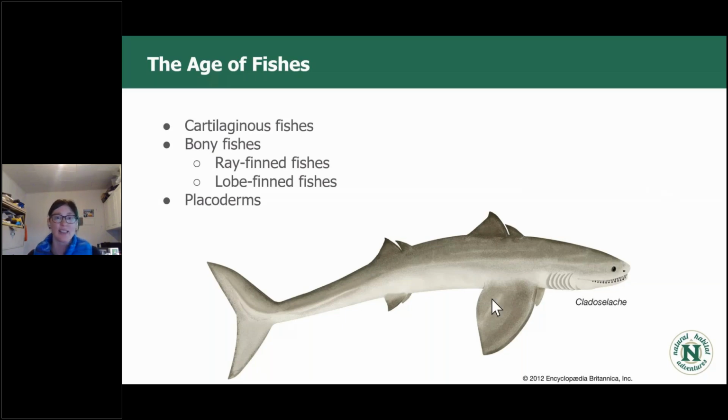So this down here is an example of a cartilaginous fish. It's an early shark. I just threw that up there because I think it looks kind of funny. And I like the way it looks.